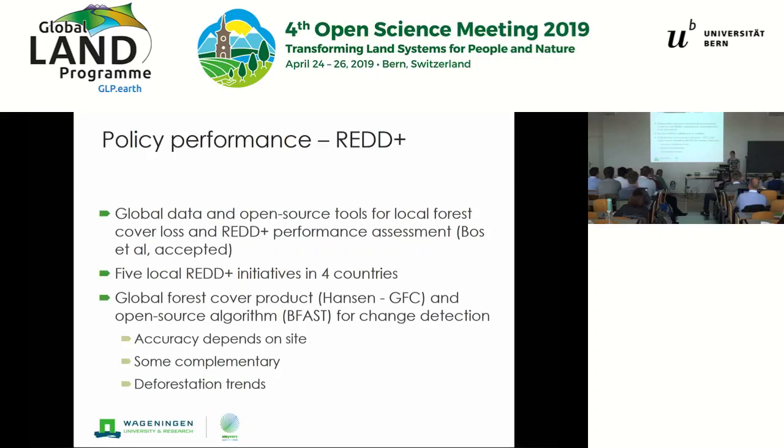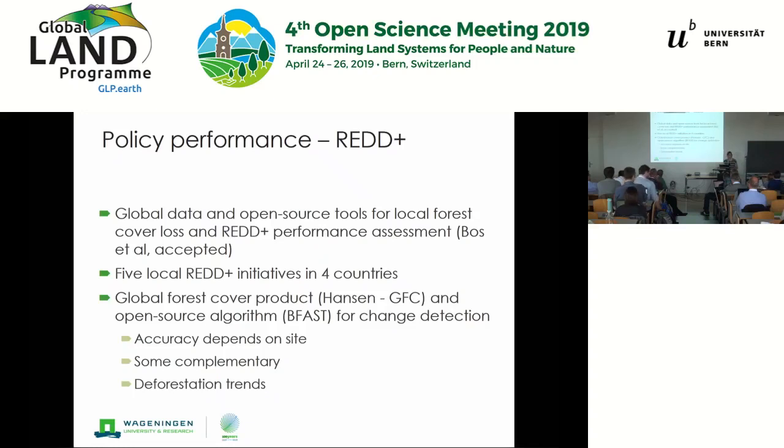At one point you might want to see how your REDD+ intervention performed, for example, on the project level. And often this is still quite difficult. We wanted to look at what happens if you use a global forest cover product from Hansen, or an open source algorithm for change detection, and how these perform in predicting forest change. We did this across 5 initiatives in 4 countries, and we didn't really see one of these products popping out. It really depends on the site, and it's difficult to predict which one performs best.